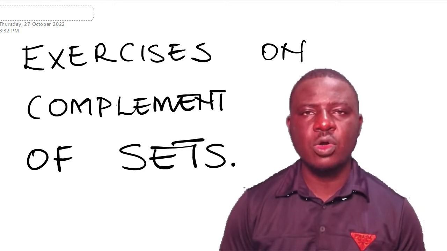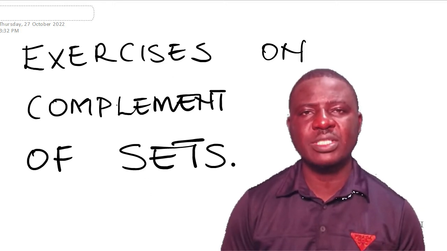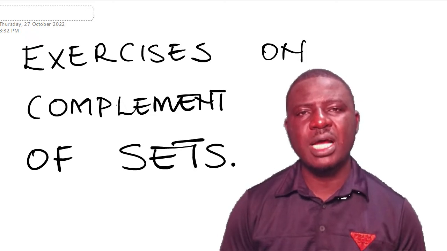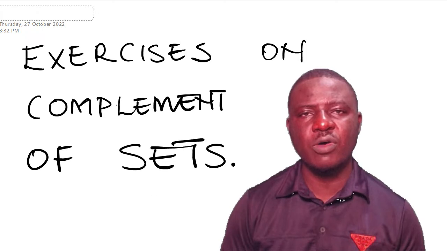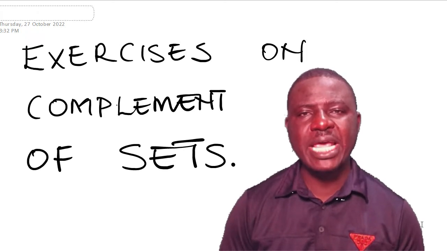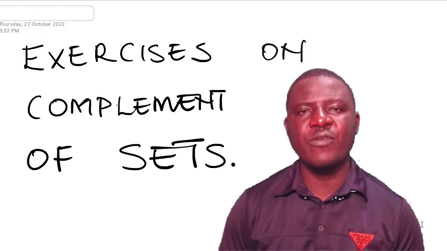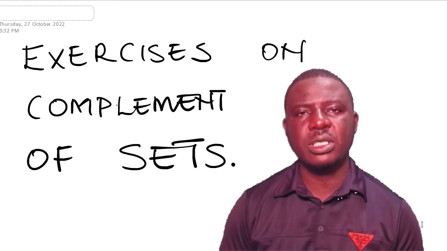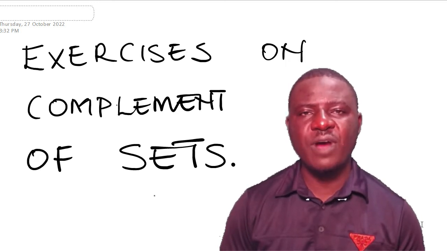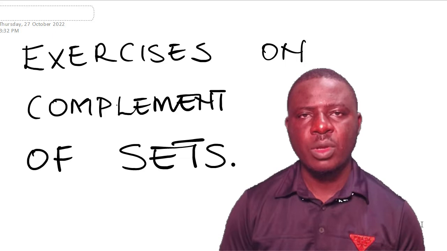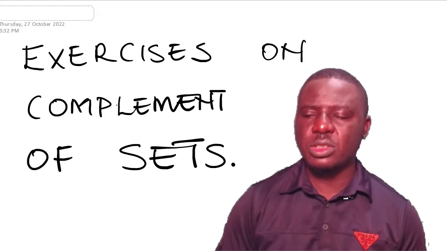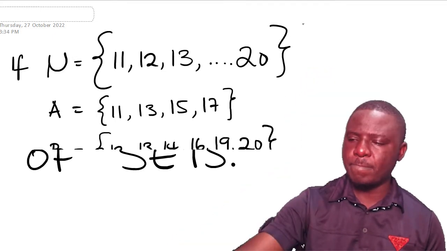Today's class is a continuation of our previous classes on set. In today's class, we shall be taking exercises on complement of set. Complement of a set A is said to be a group of elements that can be found in the universal set but cannot be found in set A. With that knowledge, let's look at some exercises.